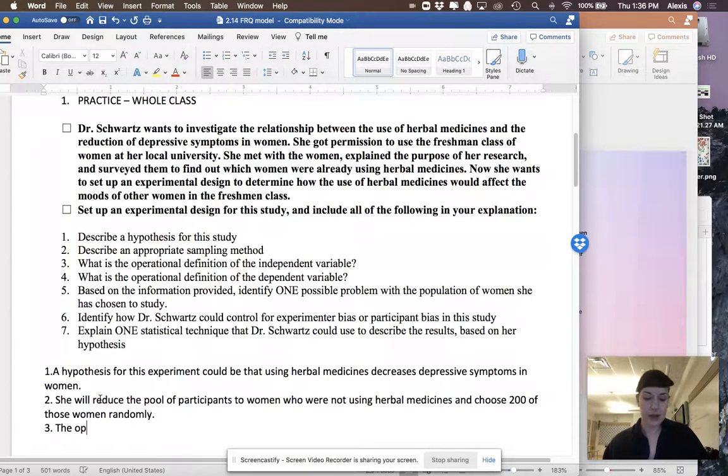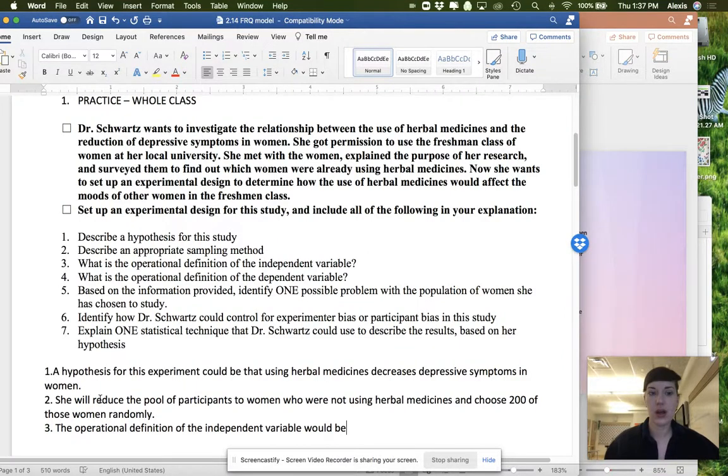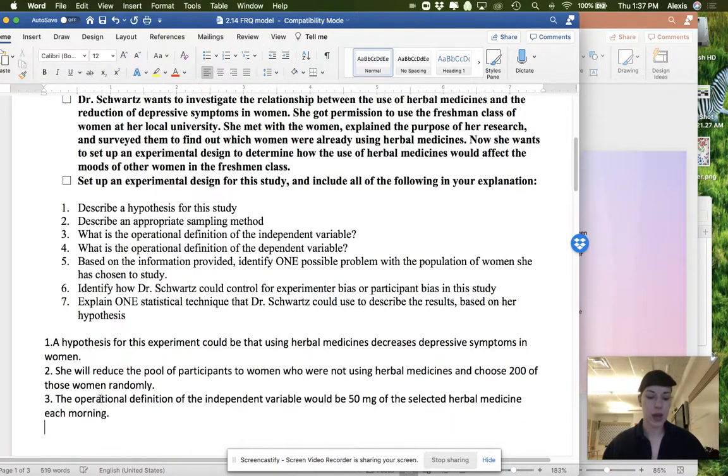So the operational definition of the independent variable would be, okay, and now I'm just going to go back to the question. And the independent variable would be the herbal medicine because that's the one that she is adjusting, right? But I don't know which herbal medicine that is. I don't know timing. I don't know how much. So I'm going to have to make that up. So the operational definition would be, let's say, 50 milligrams of the selected herbal medicine each morning. Great. Okay.